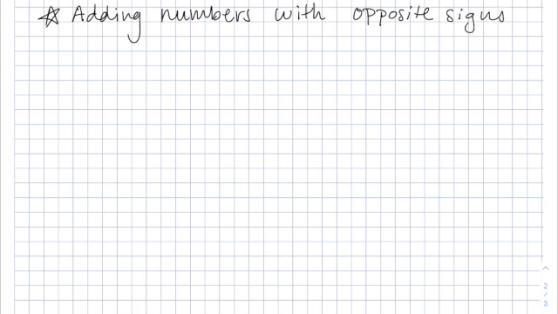Okay, so I went to another page, but you can stay on the same page if you have space underneath. We're going to talk about adding numbers with opposite signs now. Before we did both positive or both negative. Now we're going to add positive and then negative, or negative and positive. Either way, the numbers that are added together have different signs.